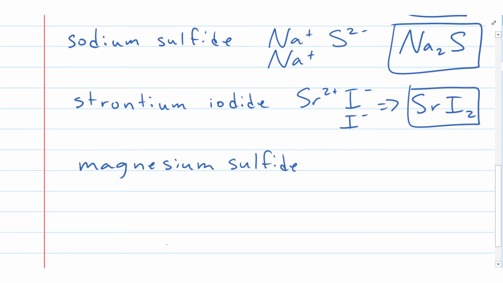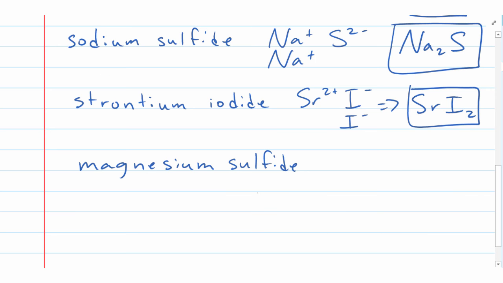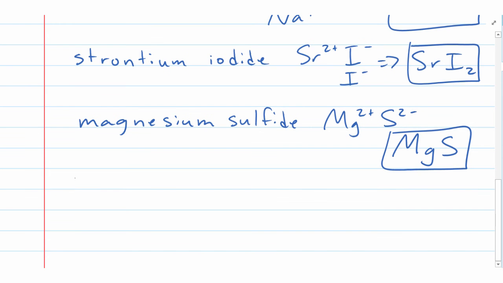Magnesium sulfide. Magnesium, based on its position in the periodic table, has a charge of how much? 2 plus. And what did I pair this with? Sulfide. Yes, charge is 2 negative. So Mg with a 2 plus, sulfide 2 negative, balances each other, so its formula would be MgS. One more example, and we're going to have you try a few yourself.